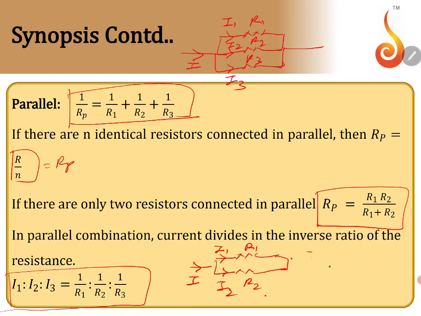Now the current I1 can be written as, just see the neighboring resistor. What is the neighboring resistor? I1 is the current flowing through R1. What is the neighboring resistor here? R2. So you have to put R2 divided by the sum of the resistors R1 plus R2 into the main current that is entering into this junction.